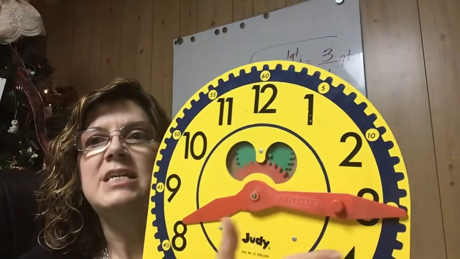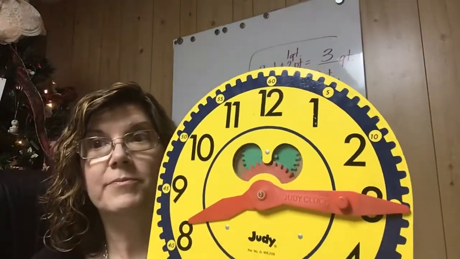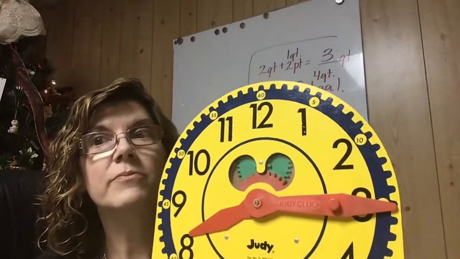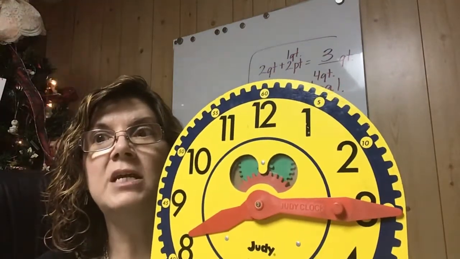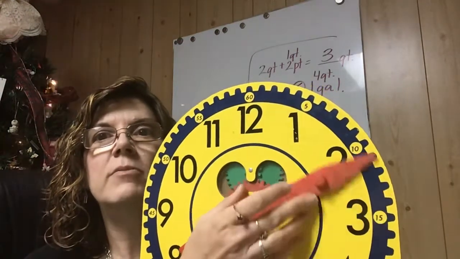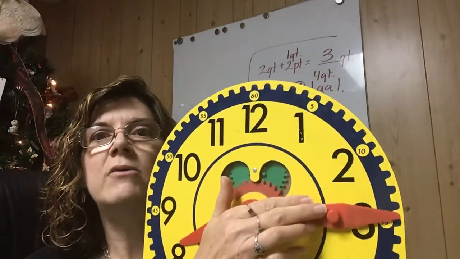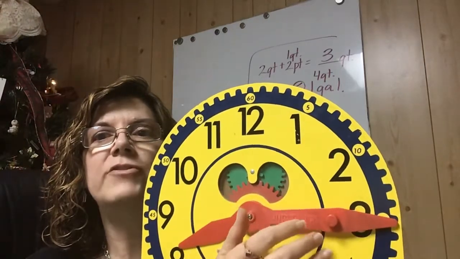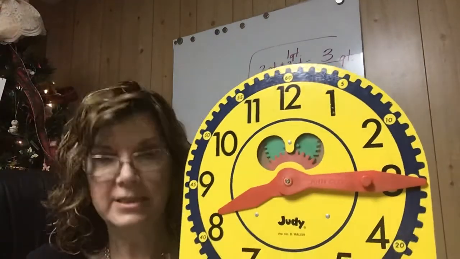Longhand, 5, 10, 15. So it is 8:15. All right, do you remember? 8:15. 15 would be quarter after. Very good. All right, remember it was 8 o'clock, and now it's a quarter after 8.